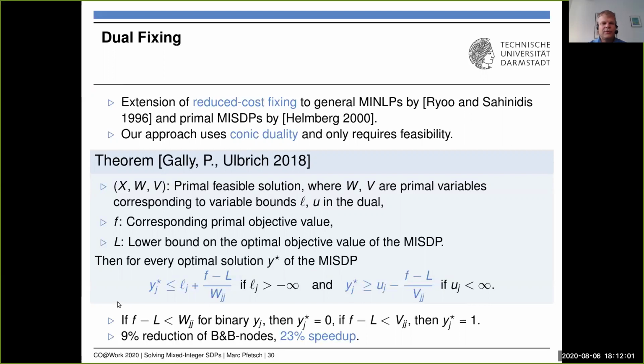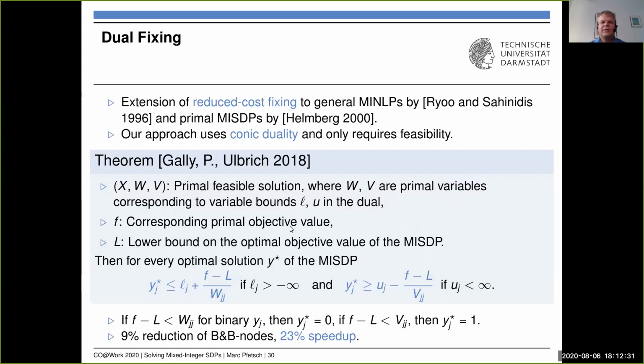I don't want to go into detail, but the idea is, for the primal, we have variables x, w, and v, where w and v are primal variables corresponding to bounds in the dual. And the bounds that we have are L and U. So for the y variables, we have lower and upper bounds. Then f is the value of the primal solution.